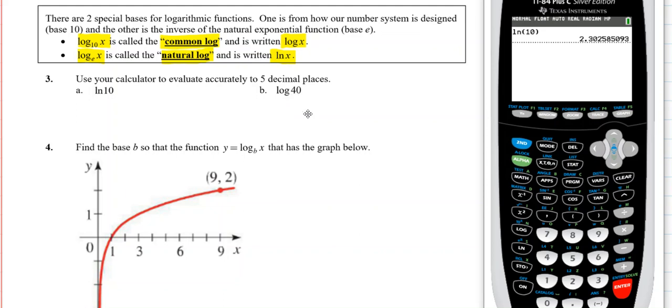Log of 40, you then press the log button and then type 40, and that gives you this number, 1.60205. The next digit is 9, which means we have to round up, and we get 1.60206.